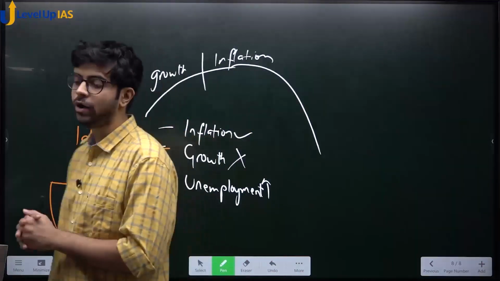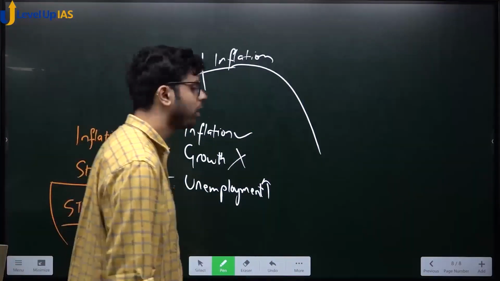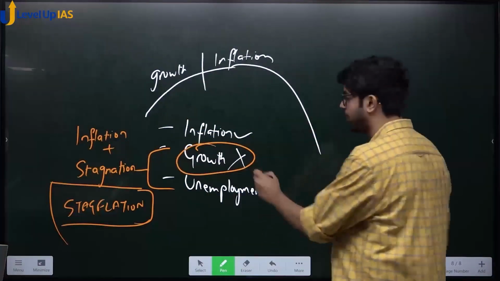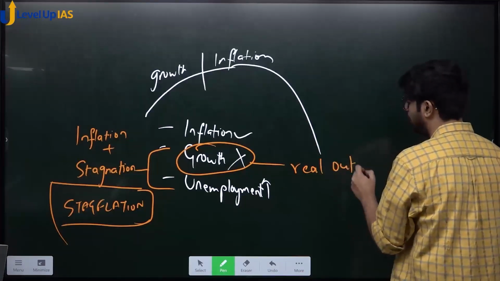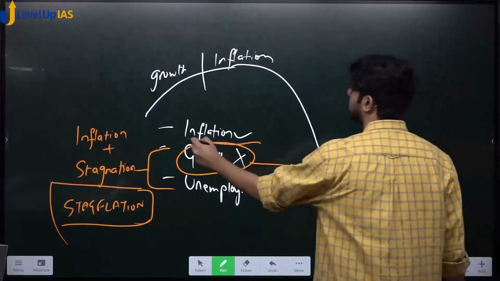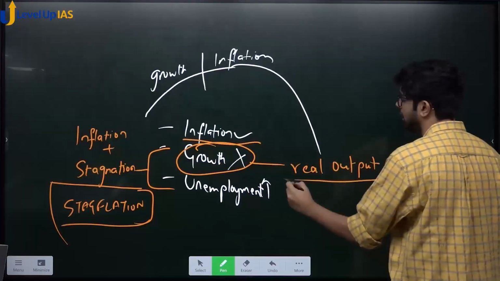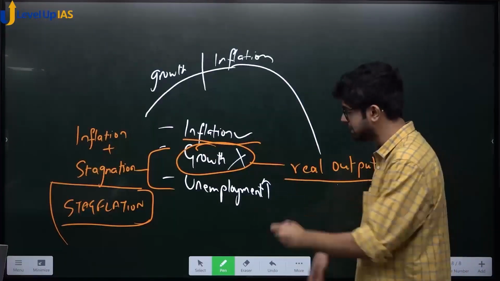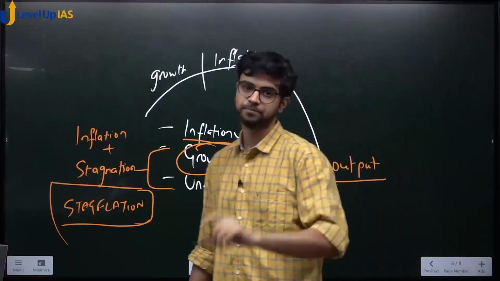Now tell me, how can you come out of stagflation? Very simple. How can you come out of stagflation? You have to increase growth. Yes or no? How can you increase growth? By increasing your real output. Remember real output? Real output has to grow. See, because inflation is there. Nominal growth hai. Nominal growth is there. Real growth is not there. So real output you have to increase. And when you increase real output, then you will obviously provide employment to people, and then you will come out of stagflation.